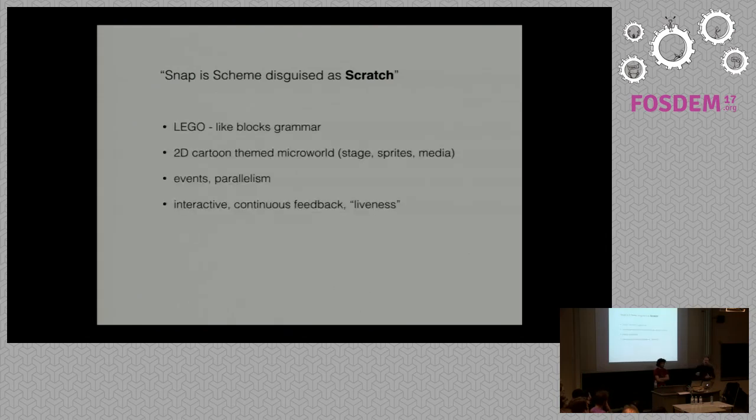Our colleague Brian Harvey coined this term that Snap, which is our language, is basically Scheme, but it looks like Scratch. So what does that mean? From Scratch, we're taking these blocks that stick together, that prevent syntax errors, that look inviting. We've got the 2D cartoonish microworld where there are sprites that can move around against a backdrop, which is called the stage. We've got the parallelism from Scratch, where things can go at the same time. You don't have to think at the level of ticks in order to make things move, but you have actual threads and processes. And it's one of the most important things. It's interactive. It's constantly live. There is no compile-run cycle, but wherever you click on a block, it immediately happens.